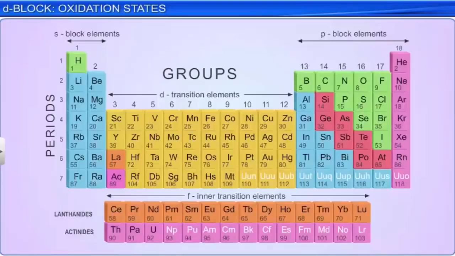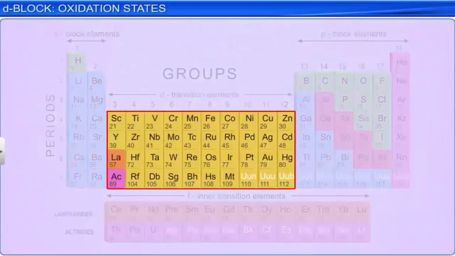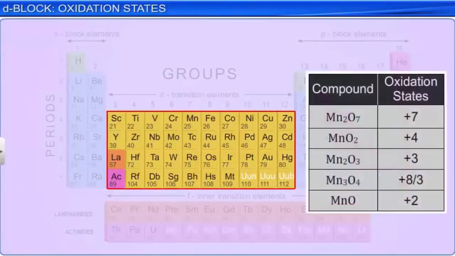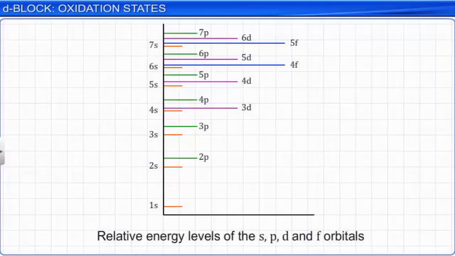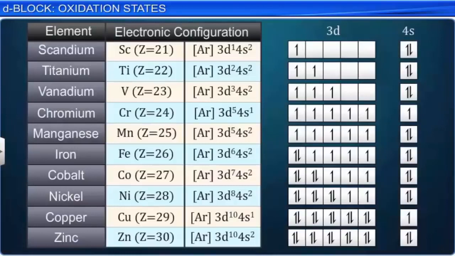One of the most striking features of the transition elements is their ability to exhibit several oxidation states in their compounds. This unique ability is due to the small difference in energy between the ns and (n-1)d orbitals. Because of this, in addition to ns electrons, (n-1)d electrons also participate in bonding.